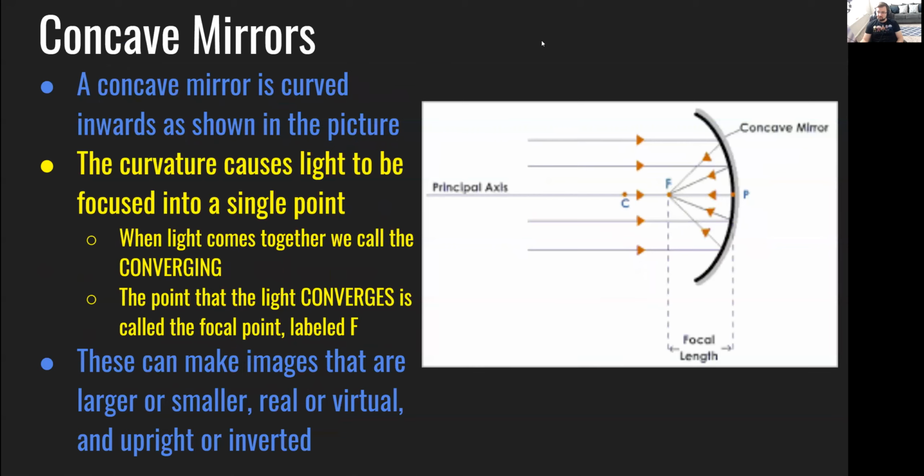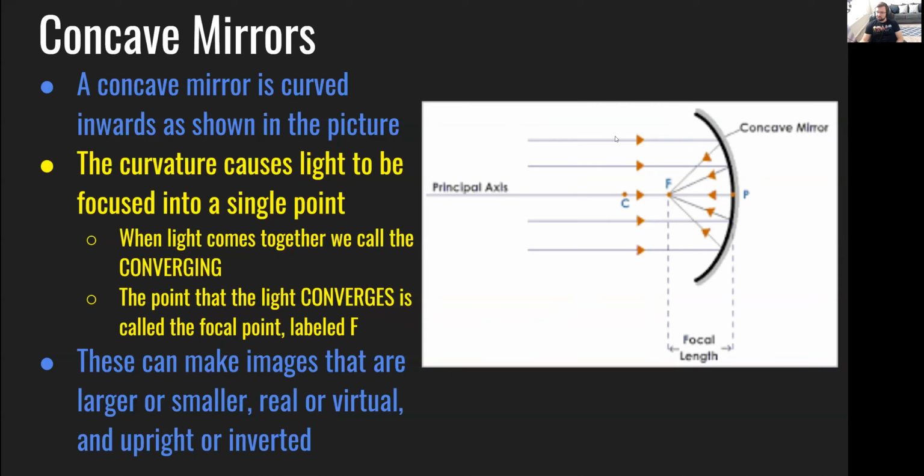Now, there are, of course, other shapes of mirrors. We have concave mirrors. These are mirrors that are curved inwards, like this picture shows you here. So the inside of this shape is the mirror. The inward curved part is where the mirror actually is.